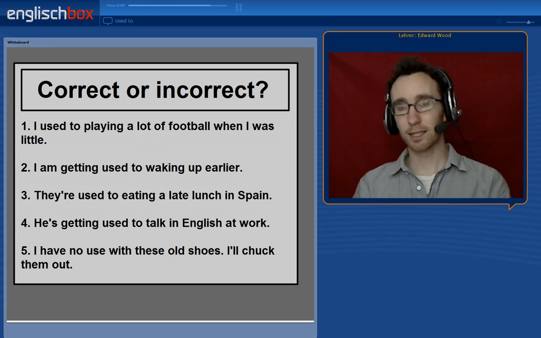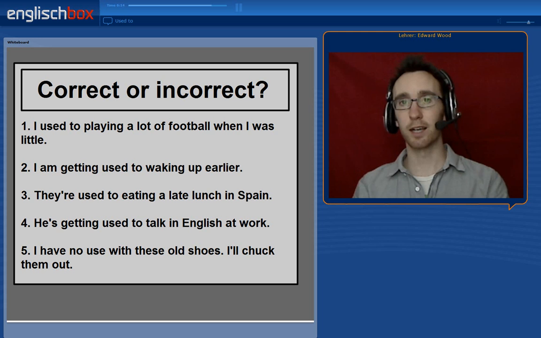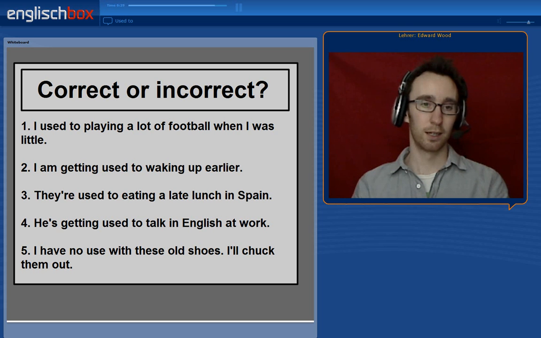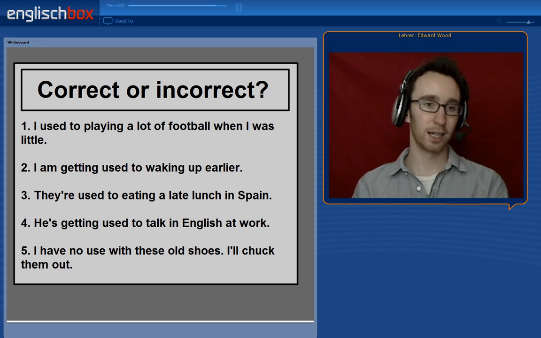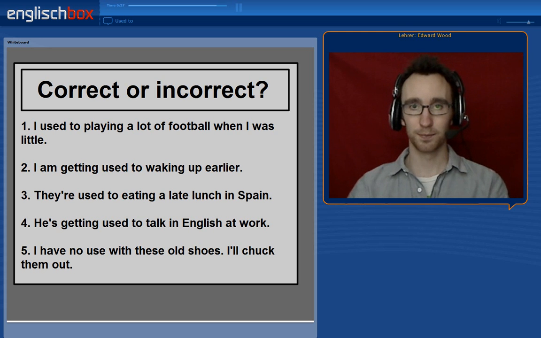So, an exercise now to finish off. All you have to do is pause the video, read the 5 sentences, and decide if they're correct or incorrect. So, number 1, I used to playing a lot of football when I was little. Number 2, I am getting used to waking up earlier. Number 3, they're used to eating a late lunch in Spain. Number 4, he's getting used to talk English at work. And number 5, I have no use with these old shoes, I'll chuck them out.